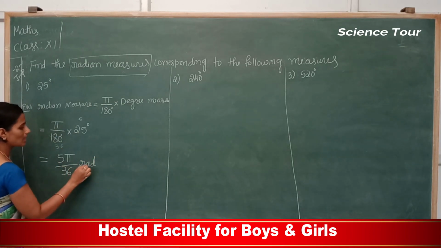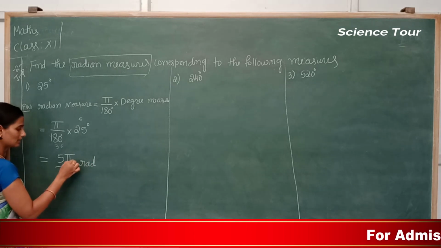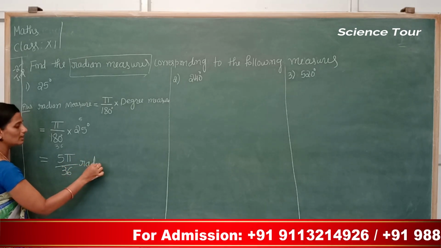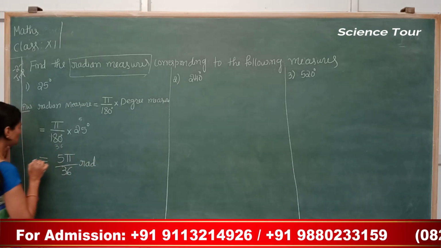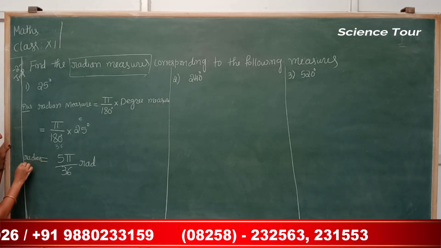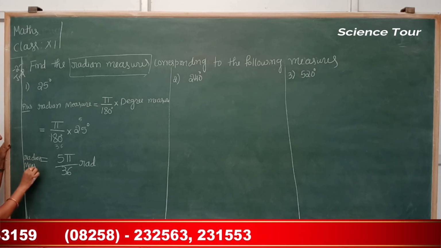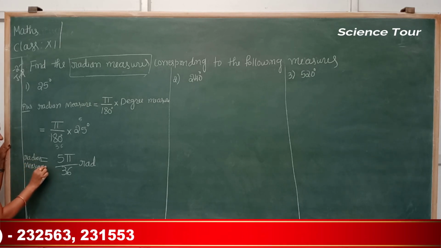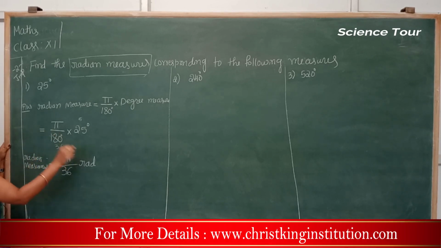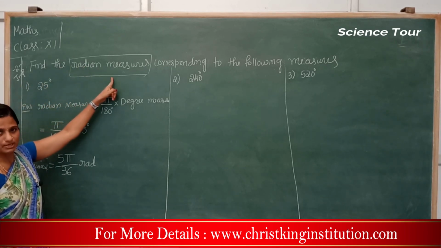That is equal to radian. So that is RAD, or you can mark it as power C, or you can write it as RADIAN. Okay, so this is the radian measurement. Radian measurement is equal to 5 pi by 36 radian. So keep pi as it is. Understood?